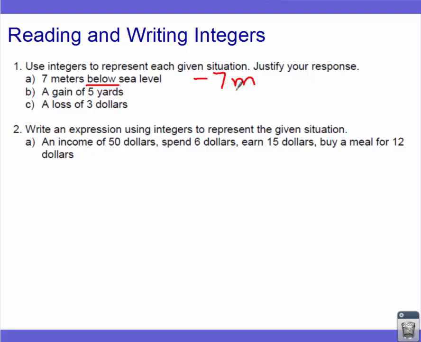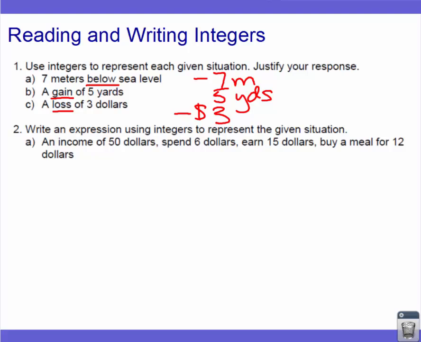And yes, the labels are important. B, a gain of 5 yards. Well, gain is a word that represents positive. So this would just be 5 yards. And we do not have to put a plus to represent positive. A loss of $3. Loss is a word that represents negative. So this would be a loss, -$3. And the dollar sign always goes in front of the number when we're representing money. So that's the first thing that we have to understand how to do, is read and write integers.